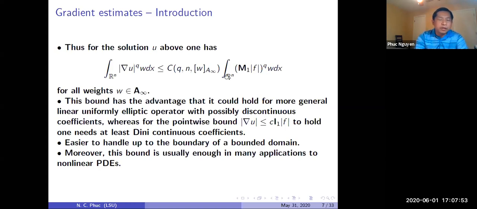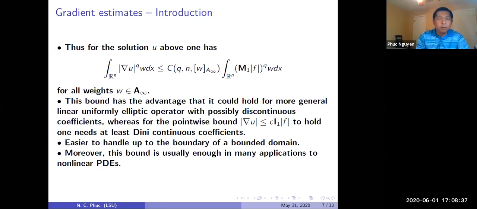For some applications, you can view this as a pointwise bound. Why? Because imagine that you are allowed to take W to be, say, the characteristic function of a ball. Then by the Lebesgue differentiation theorem, you can control the pointwise derivative by the fractional maximal function. Of course you cannot do that, because this is true only for the A infinity class. But what I'm trying to say is that it is very close to the pointwise bound, and for many applications this is enough.